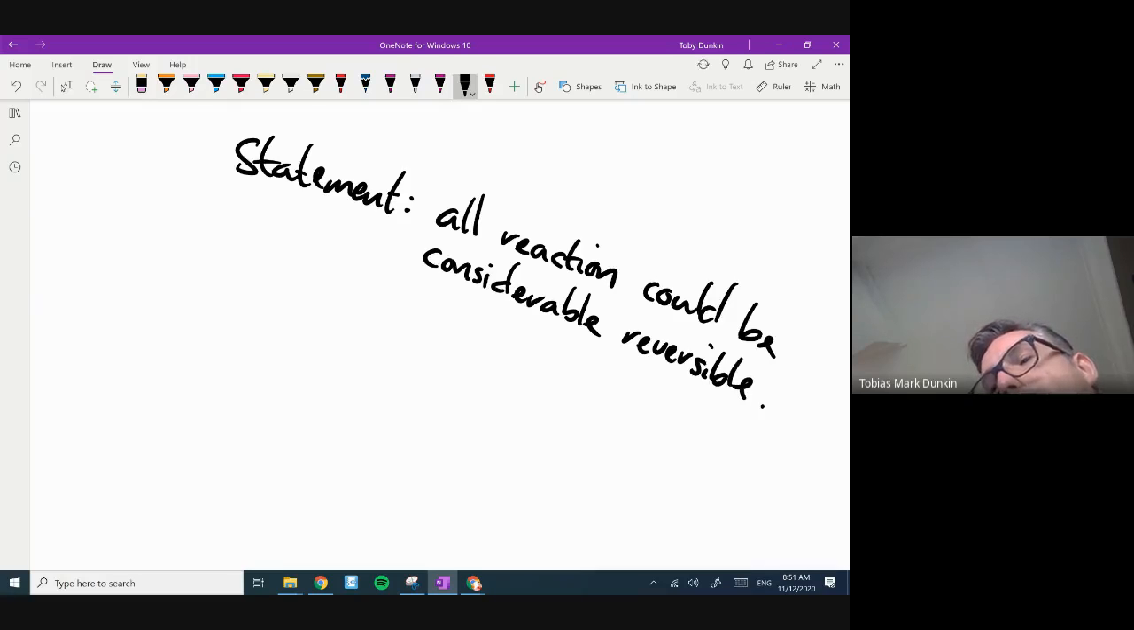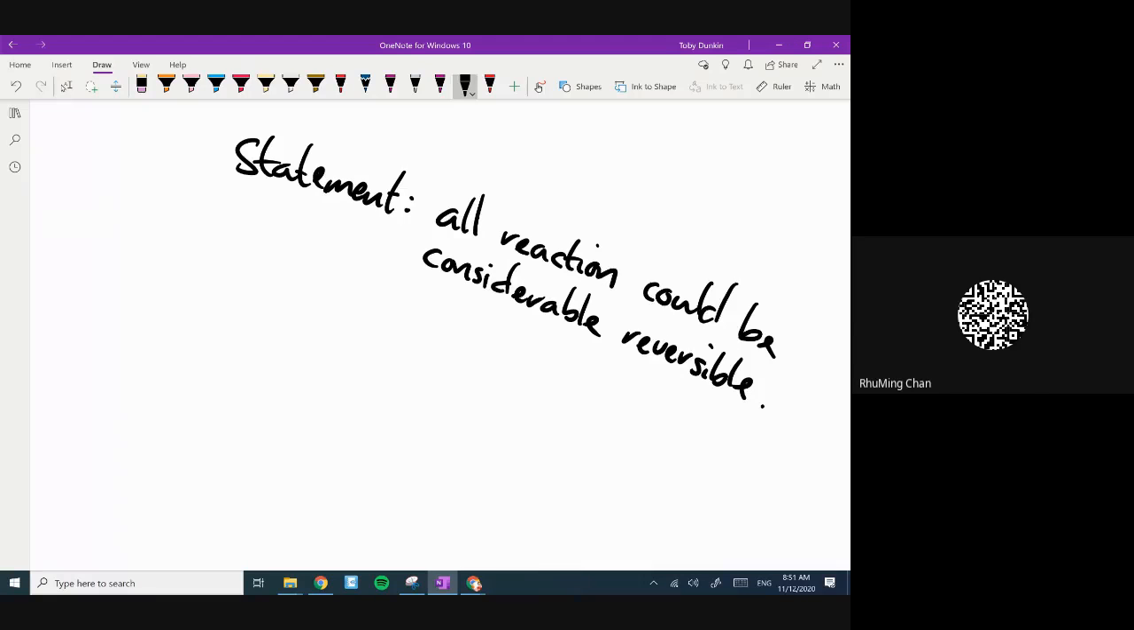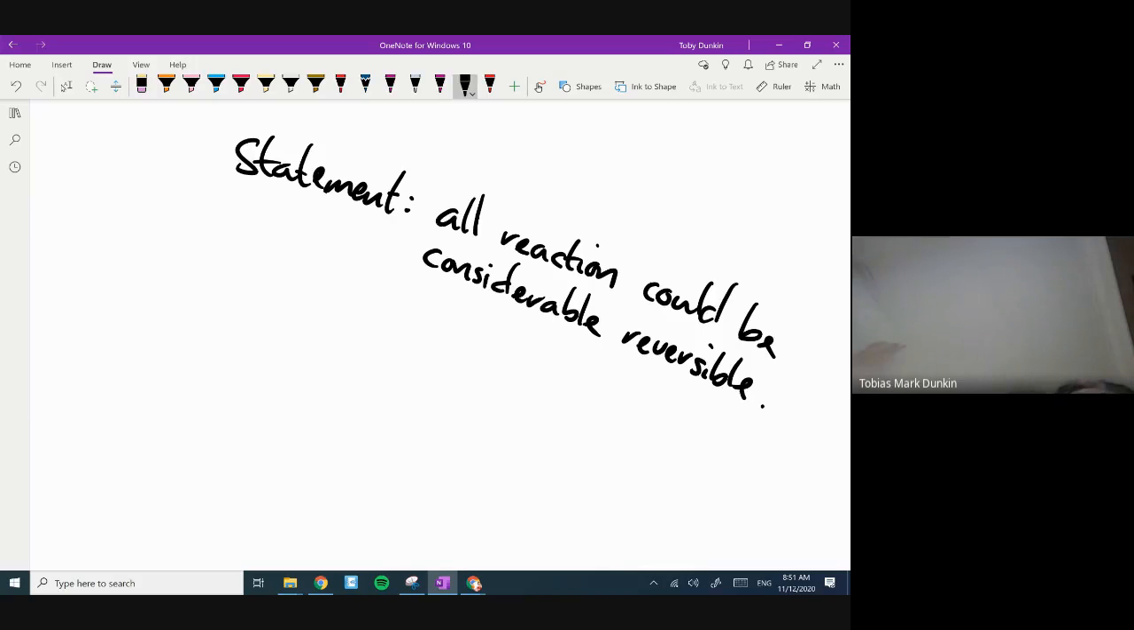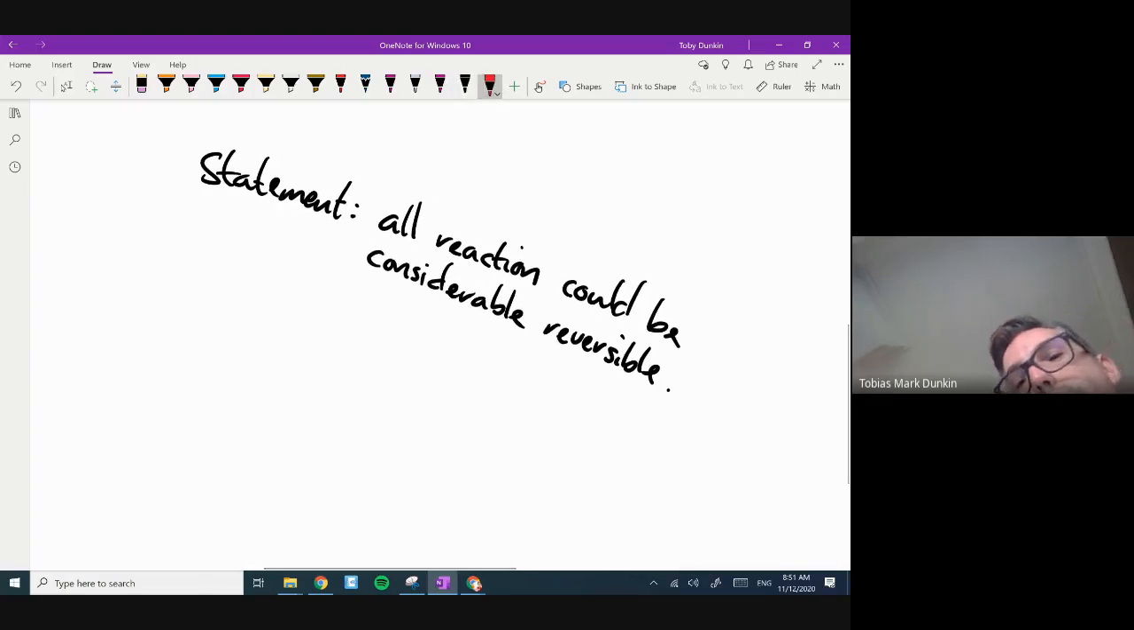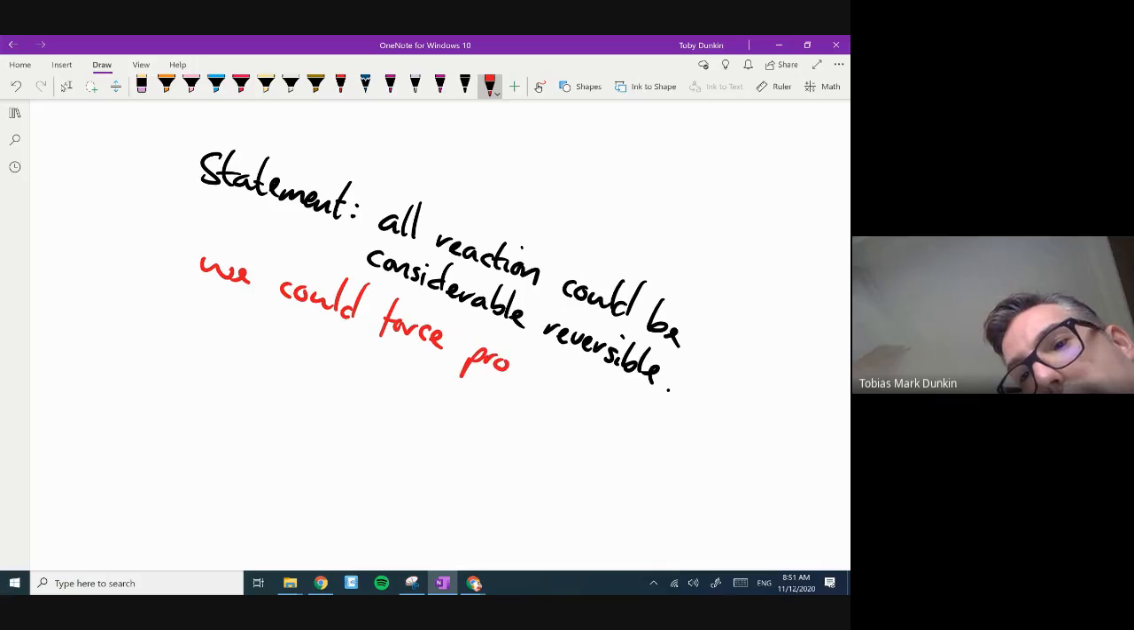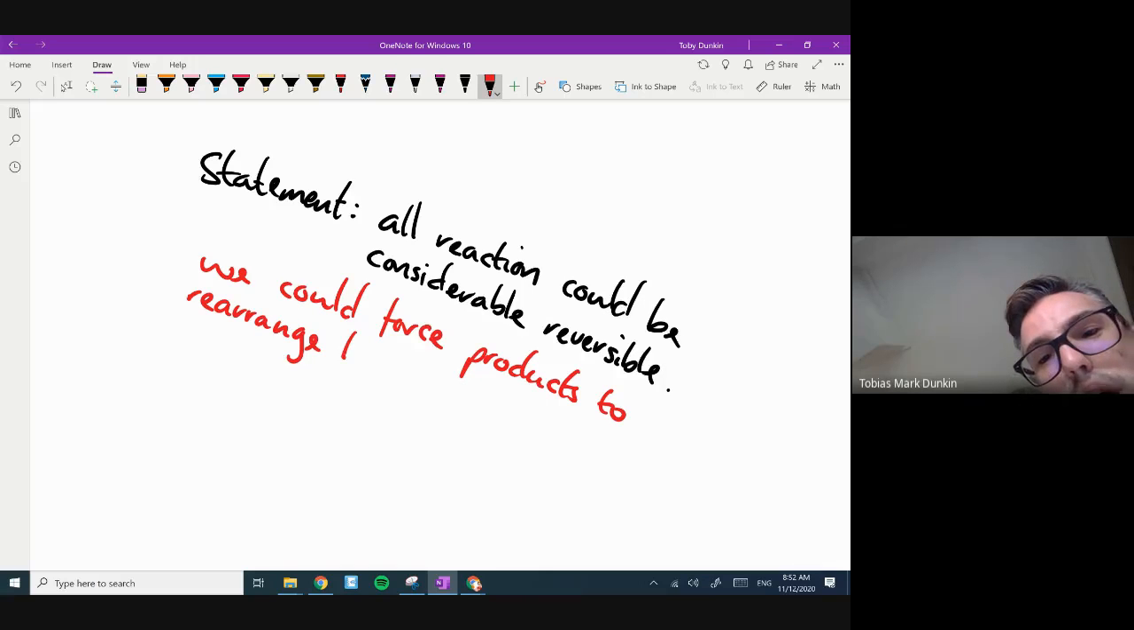Why can a chemistry teacher say this to students? Because there's probably a way where you can force certain conditions to force the particles to rearrange themselves in the specific way you want. I like it. That's perfect, Rue. It's the idea that we could force products to rearrange back into reactants. I like it.